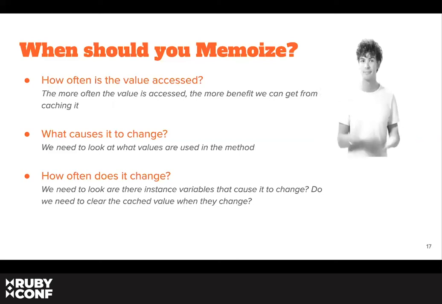If the value is only accessed once, then caching the value is not going to be very useful. The more often the value is accessed, the more benefit we will get from it. And when it comes to what causes it to change, we need to look at what values are used in the method. Lastly, we need to consider how often the value changes. Are there instance variables that cause it to change? Do we need to clear the cached value when they change?